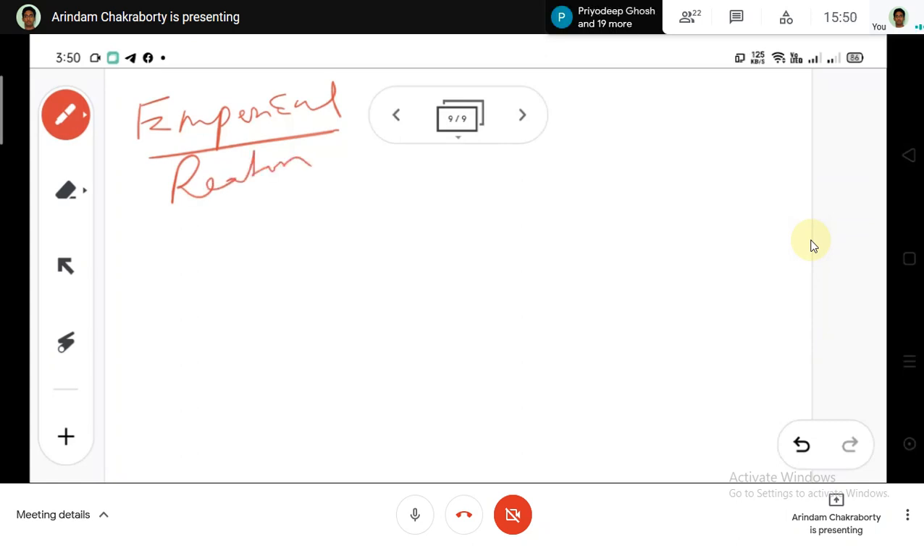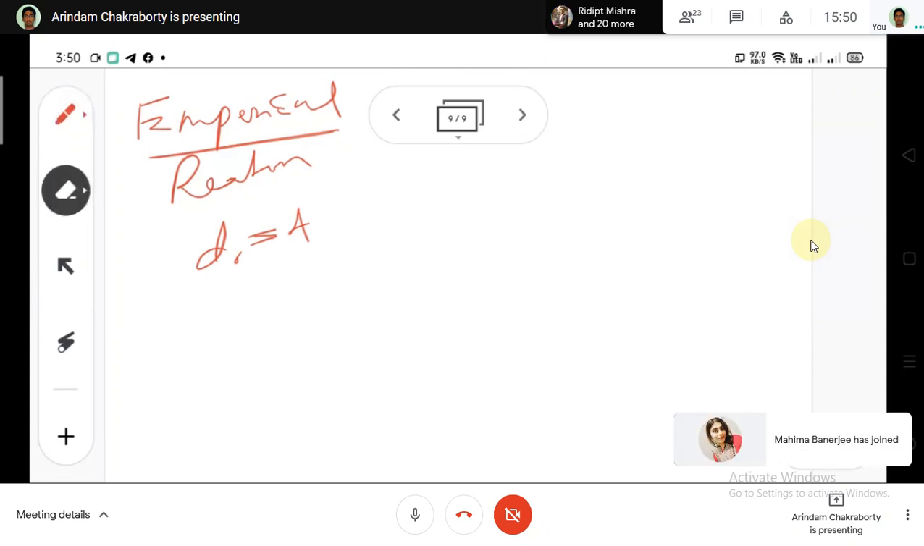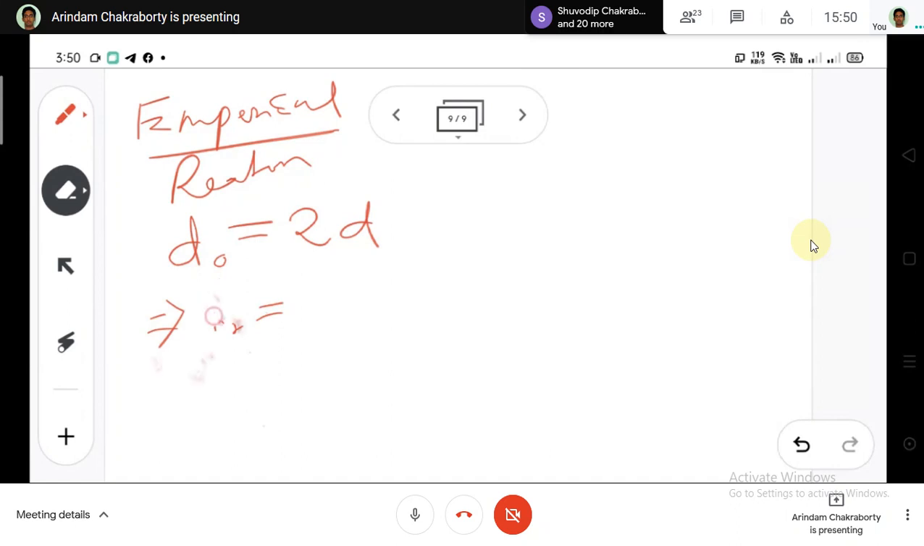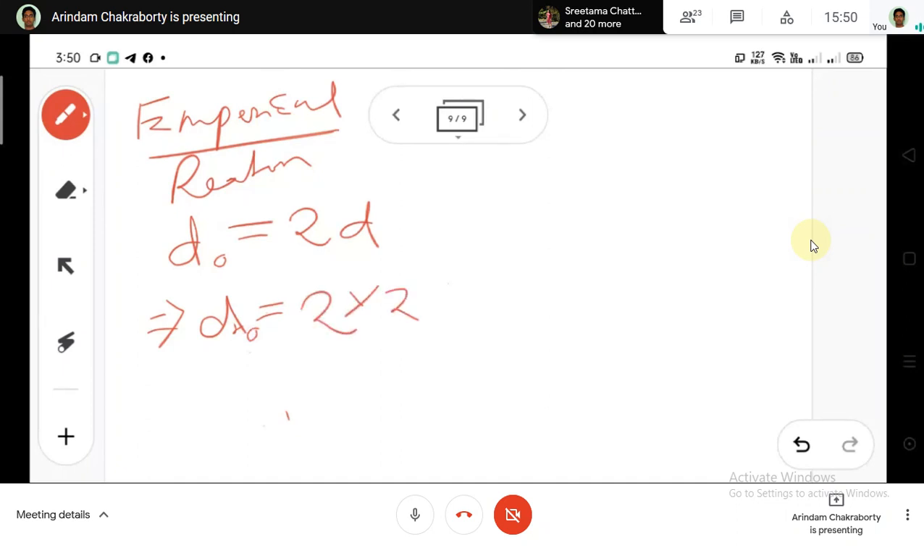D naught is equal to 2D. D naught is equal to 2 times 25, which is equal to 50 mm.